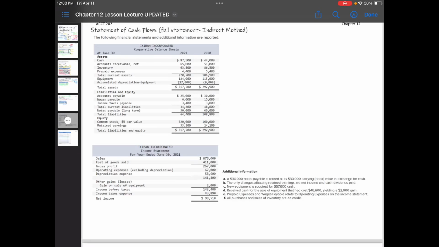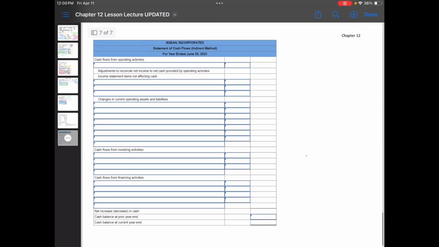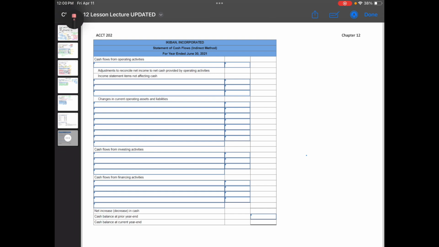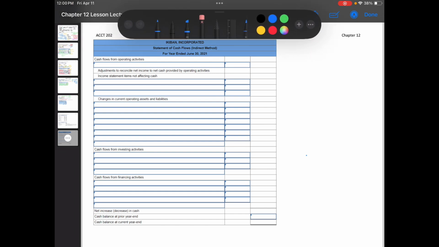All right, we're actually going to do a full statement of cash flows, and this is a very involved statement, so we're going to have to do quite a bit of work. But if you look at the end result on the next page, let me scroll down here. What we're doing is all of the sections. So we've learned about, let's use a highlighter here.